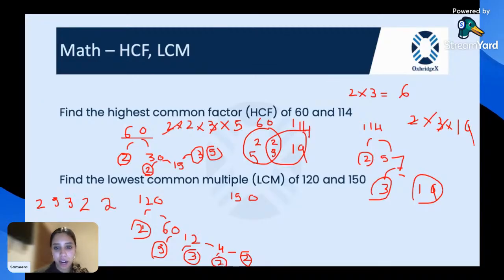Amazing. And then 150, I'm going to break it down to 75 and 2 because I feel like that's the one that's going to be less time consuming. Okay. And then 75 goes 3 and 25.